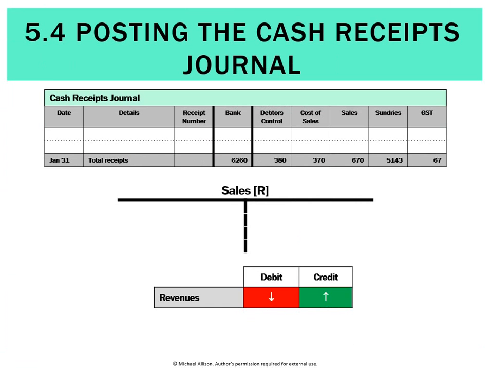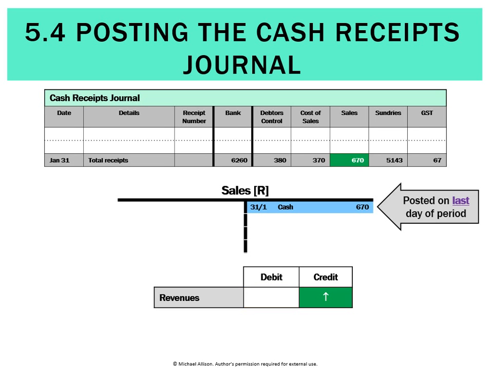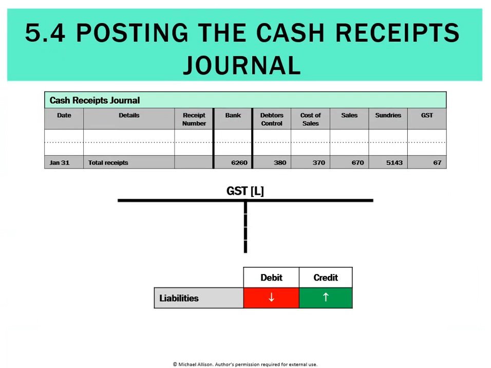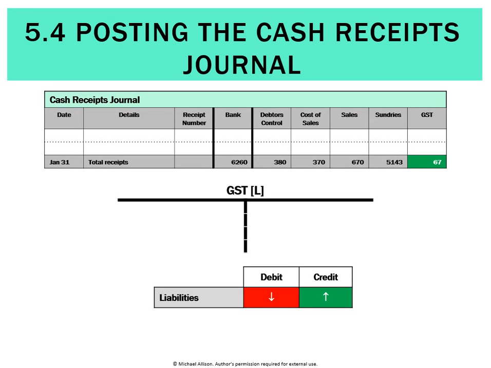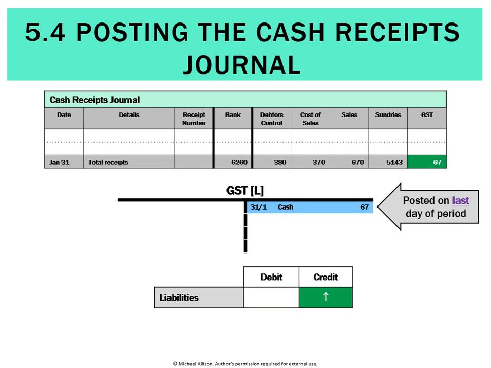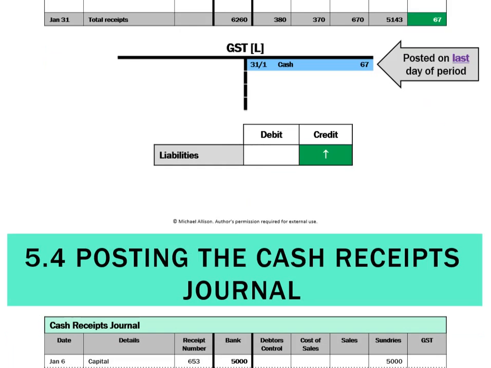We've also got sales in this case of $670. Sales or revenues, revenues go up on the credit side, so we post that on the last day of the period. We'll skip sundries for now and just go to the GST column. That's all the GST the business received. So that's going to increase our GST liability, so that'll be a credit. Again, posted on the last day of the period.